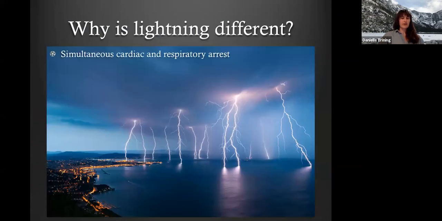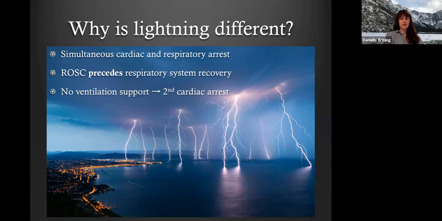Julie talked about how it causes simultaneous cardiac and respiratory arrest, and how the ROSC precedes respiratory system recovery. And this is the big thing of why we do this reverse triage. Since the ROSC precedes the medullary respiratory center recovery, then a second cardiac arrest can occur if you don't support the ventilation. So that's why it's so critical to support the ventilation until ROSC occurs, and to do CPR as needed.